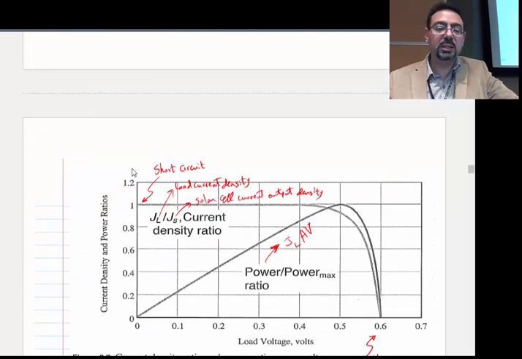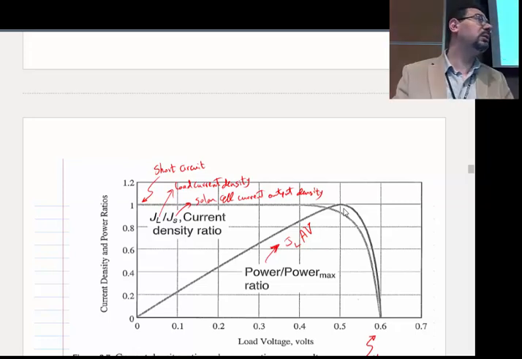And so this is the current, this is the voltage. We care about output power. The power is this guy multiplied by this guy. So you multiply the current times the voltage and you'll get that curve. And so this point is what we care about. This is the point of maximum power. And so the current and the voltage at this point is our design current and voltage.